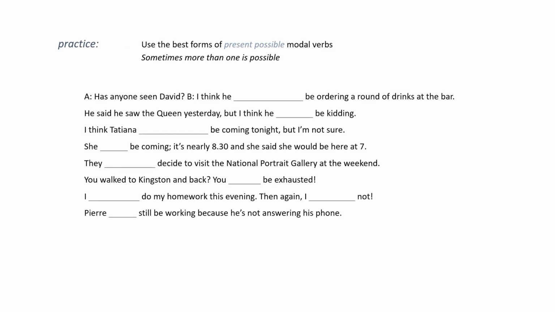So we come to the practice. A few sentences for you. Has anyone seen David? I think he... Now, remember, sometimes more than one is possible. Sometimes quite a lot are possible. In this case, I think may, might, or could. Remember, could is about ability, but he can go to the bar and order a round of drinks. A round of drinks is a drink for everybody.